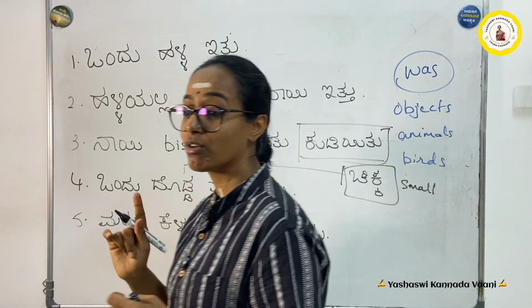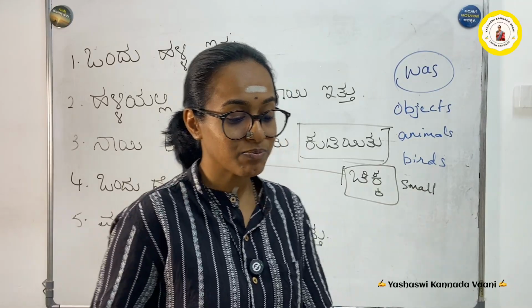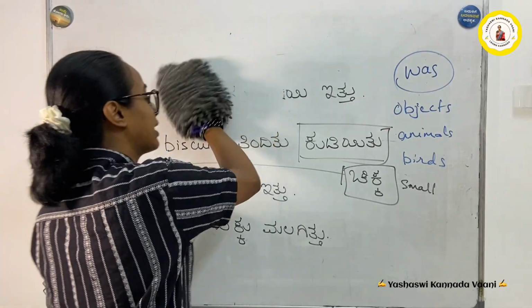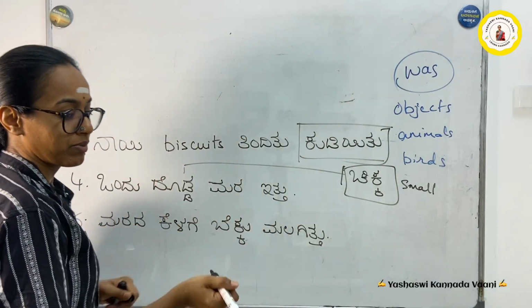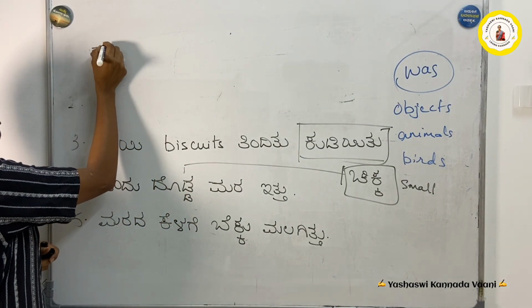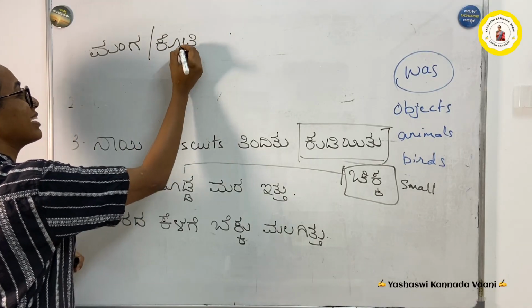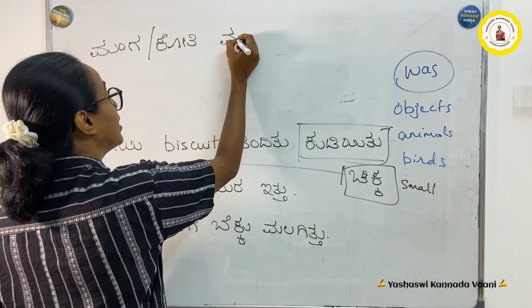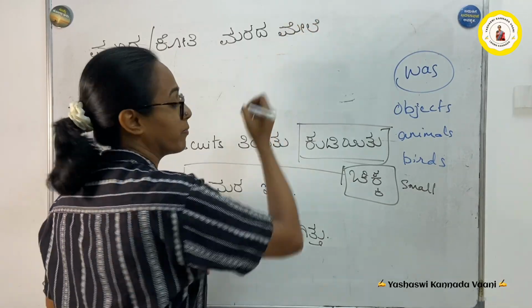Okay, the main intention of this video is to write, makla. Then you will understand slowly. Don't worry. Okay? So I'll erase the first sentence. We'll learn two more. Fine? Very good. So now my next sentence is, write it down first. Manga or koti, which means monkey. Marada mele. On the tree.